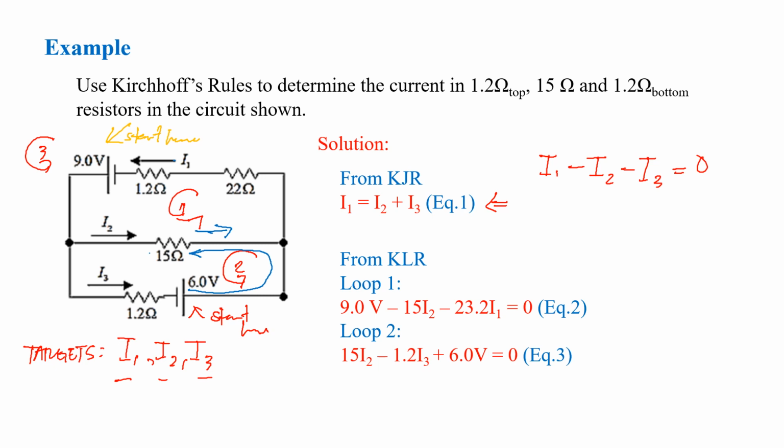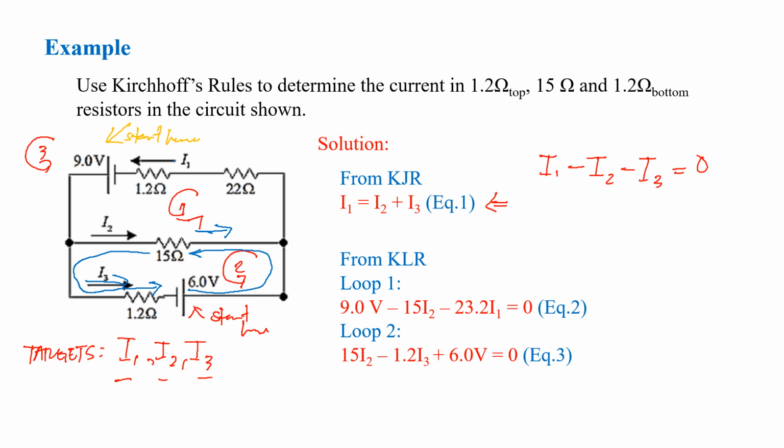And then you move past this one, and then you continue your travel, and then you pass your 1.2 ohms resistor. And here you travel in the same direction as your current. So you have a negative 1.2 ohms I3. So your equation 3 is just 15 I2 minus 1.2 I3 plus 6 volts, and that is equal to 0. And these are already 3 equations, which means that we can already solve your 3 unknowns.